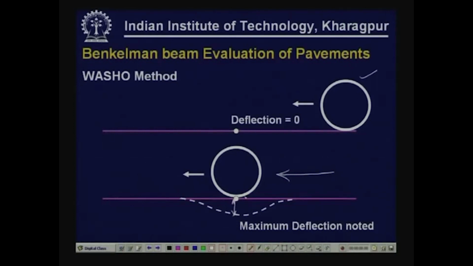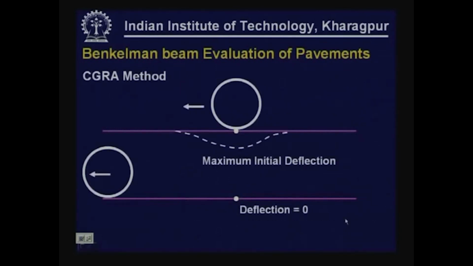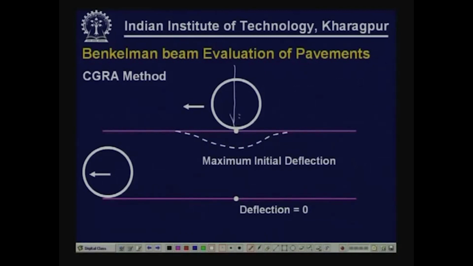So, we closely monitor the reading in the dial gauge. When it is directly above the point, that is the deflection that we note in the case of a Washout procedure. On the other hand, in the CGRA procedure, initially the load is directly above the point at which we are trying to measure the deflection.